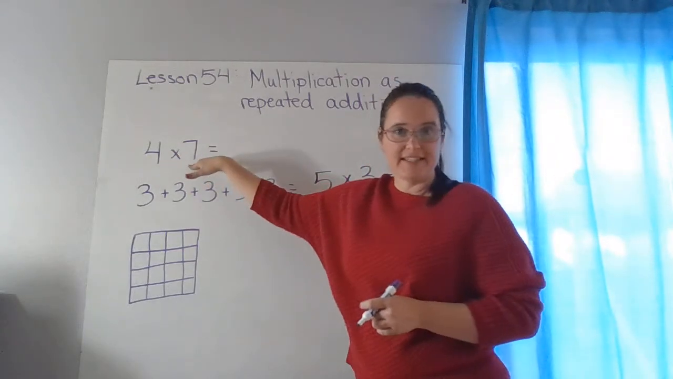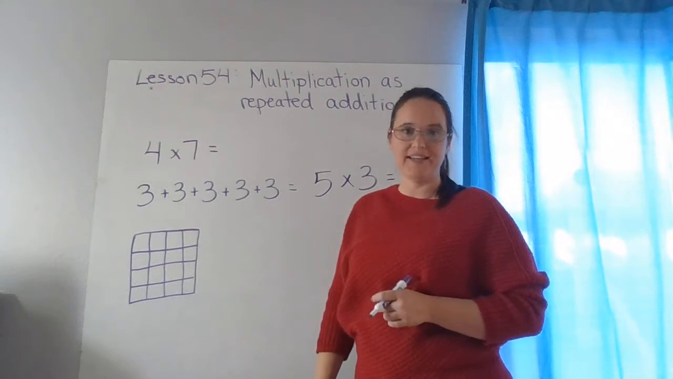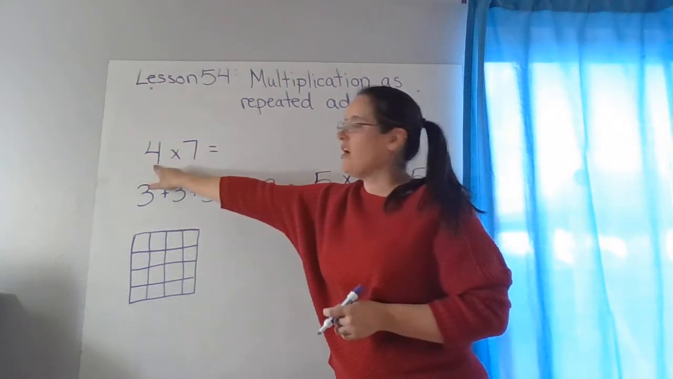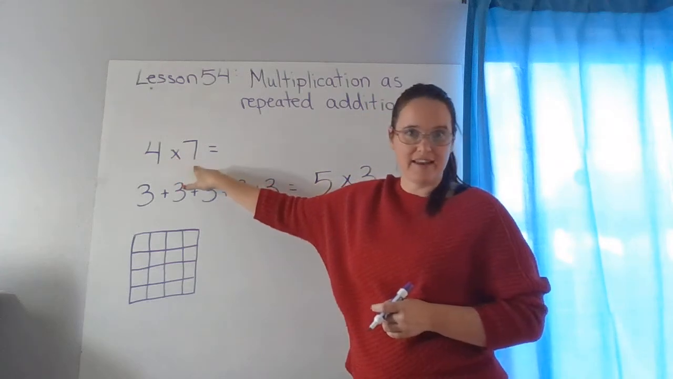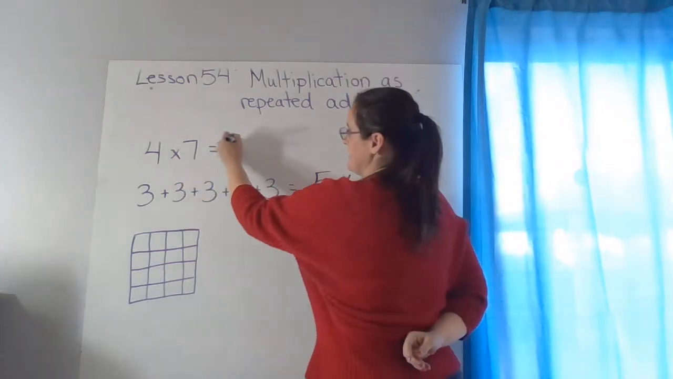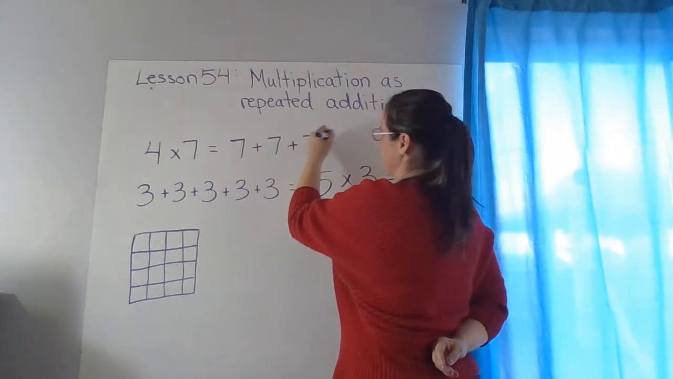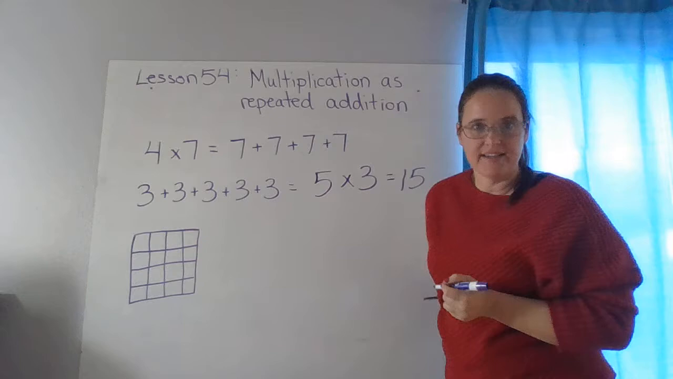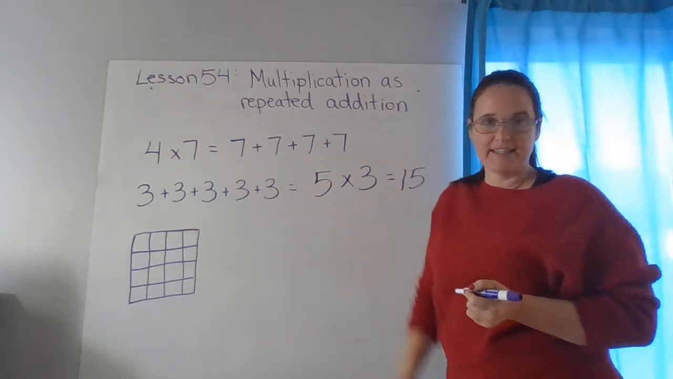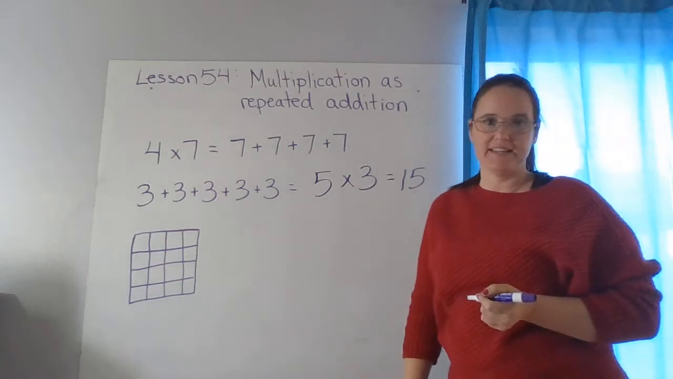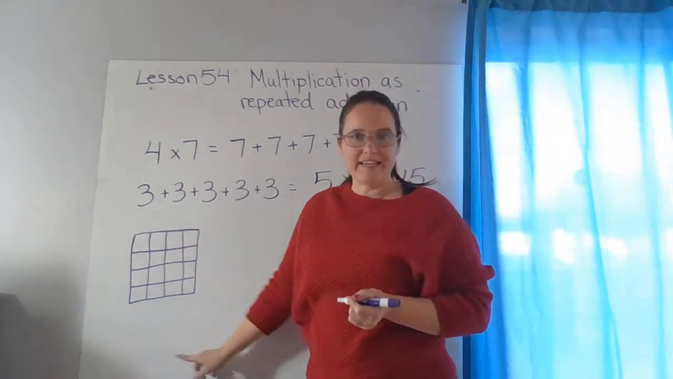So 4 times 7 up here, I can rewrite that as a repeated addition problem. I can say, oh, I have 4 groups of 7. So I'm going to write 7 plus 7 plus 7 plus 7. See my 4 groups? And then I put plus signs in between them to show repeated addition. Okay?